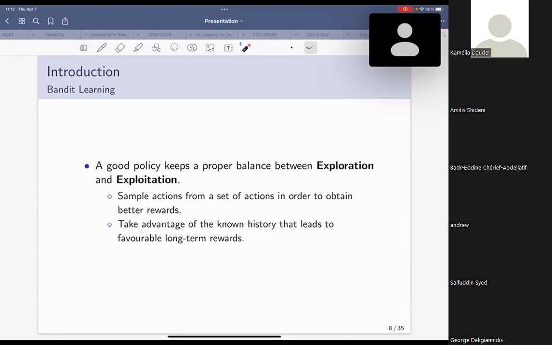And exploitation is when we are taking advantage of the whole history we have, which means that if so far we've seen, for example, an action is bringing very low rewards, we have to stop using that because it's not really an optimal action. So we have to take advantage of the history we know so far. And the whole thing just summarizes in finding a good policy, which keeps a good balance between exploration and exploitation.